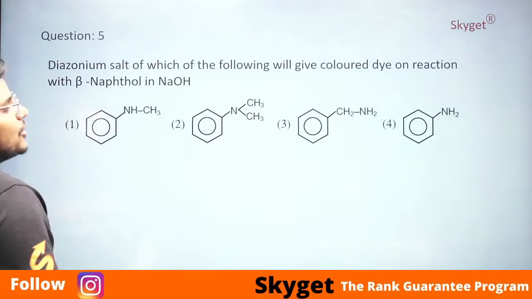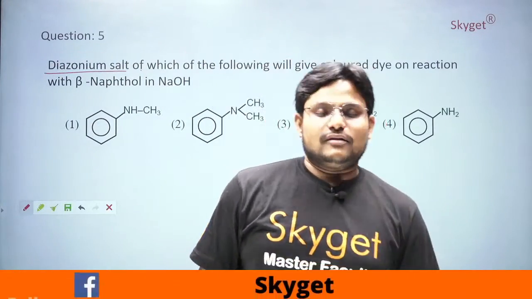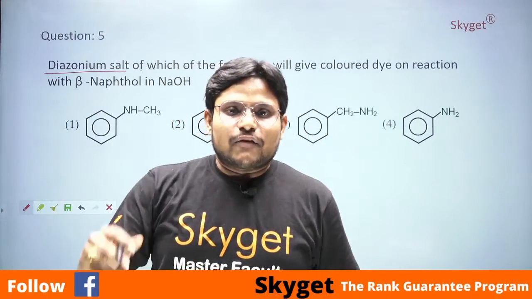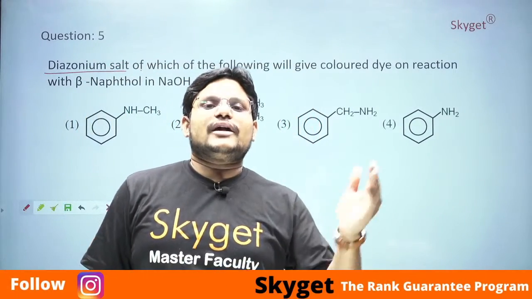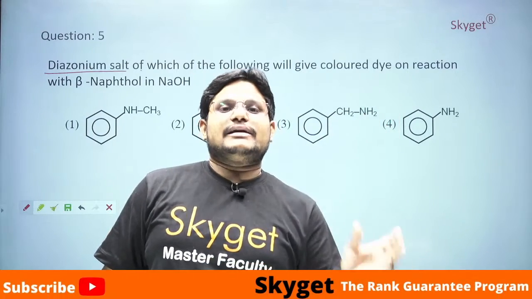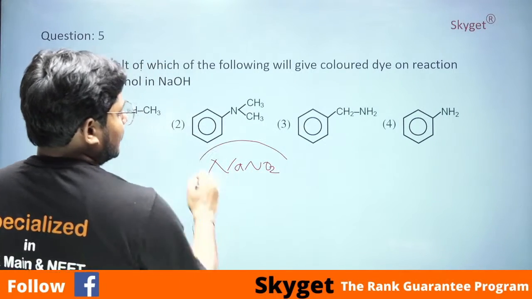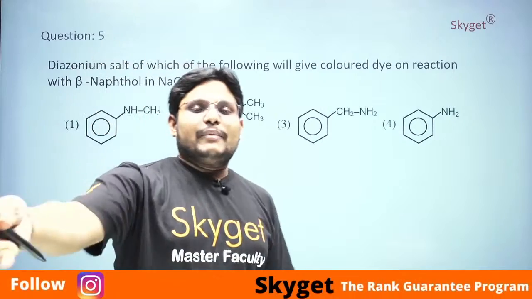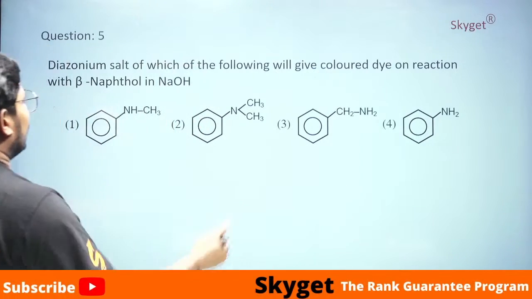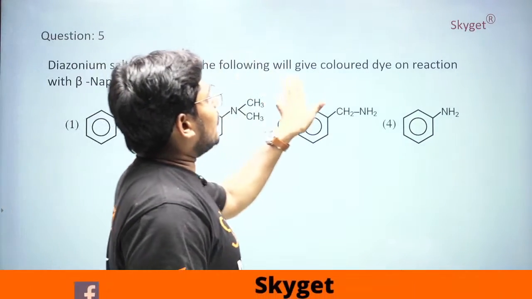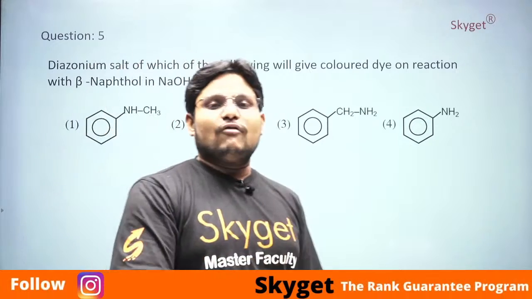Next. Yes, students, how many times are you getting this word, students? Have you observed this? Yes, diazonium salt. If you observe this, then you can understand the importance of diazonium salt, because aniline is converted to N2+ Cl-, that is nothing but diazonium salt, in the presence of NaNO2. Remember this point, students. Students who are preparing for the coming JEE examination, please concentrate on diazonium salt. Okay, students. So what they are asking: the diazonium salt of which of the following will give a colored dye on reaction with beta naphthol with NaOH?